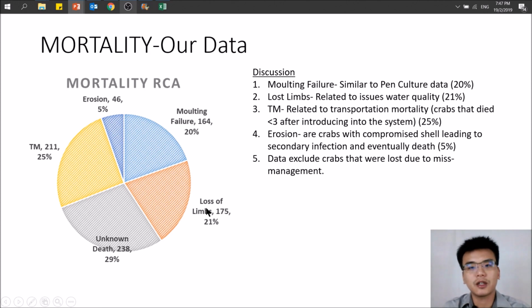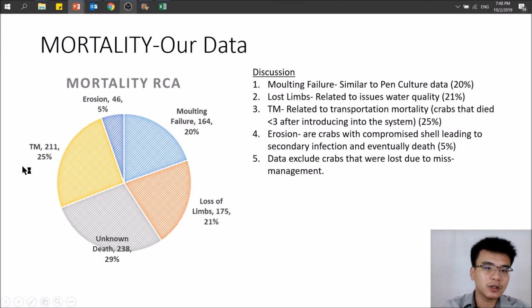When we first started out the system, we didn't have very good knowledge on how to run water quality. When you have deteriorating water quality or your water quality is fluctuating too much, usually the crabs will tend to lose their limbs and eventually die. 29% of the time, we are not too sure why the crabs are dying. We attribute this probably to diseases and inadequacy of the system being too small for the crabs.